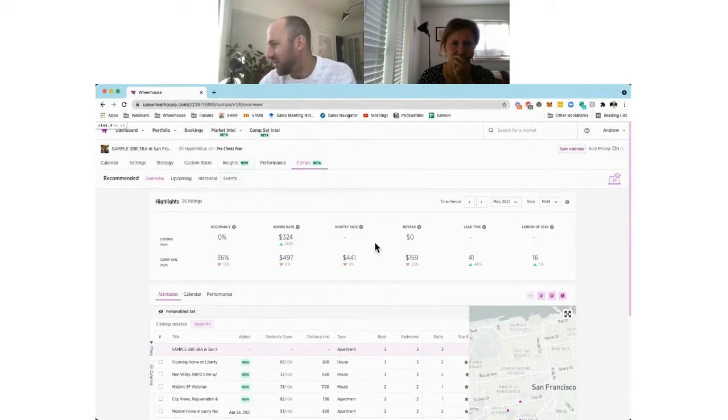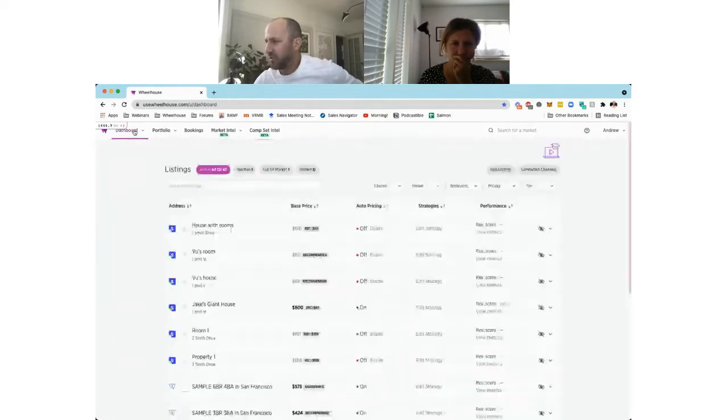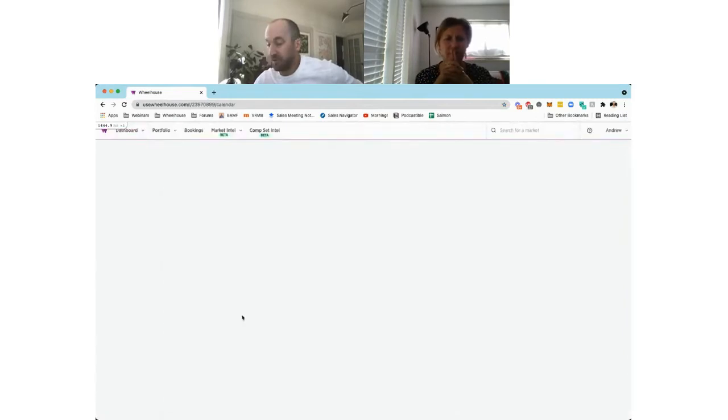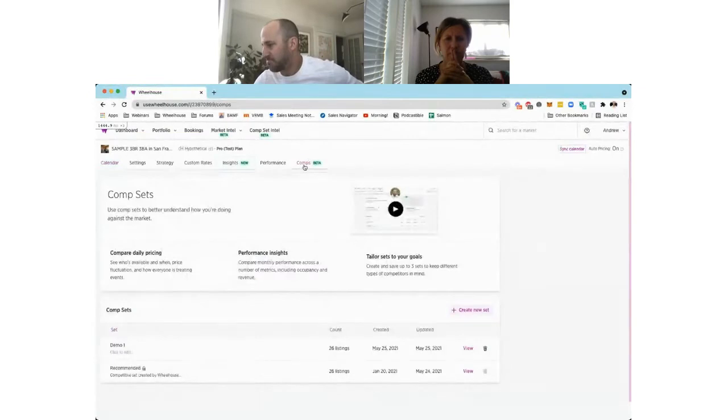So if you go to your Wheelhouse comp set, which you can reach from a number of ways, but I'll just walk you through it. If you're on your dashboard, if you click on a sample property, or click on any property of yours, you'll now be able to see this comp set, right? If I were to click into the comp set, again, it's going to look a little less interesting because there isn't any occupancy in real data here, only asking rates on a fake property.